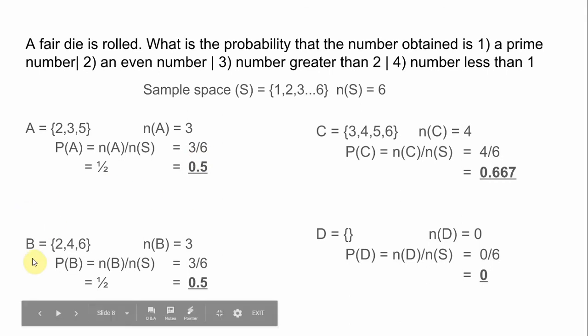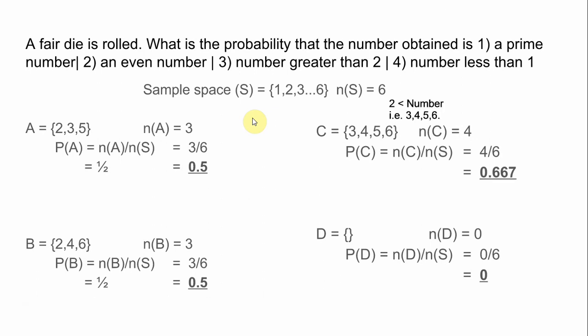Let B be the event of obtaining an even number: 2, 4, 6. Number 3. Probability is 3 by 6, that is 0.5. Let C be the event of obtaining a number greater than 2. Note that the number has to be greater than 2 and not 2. Therefore, the numbers are 3, 4, 5 and 6. Number 4. Probability 4 divided by 6, that is 0.667.